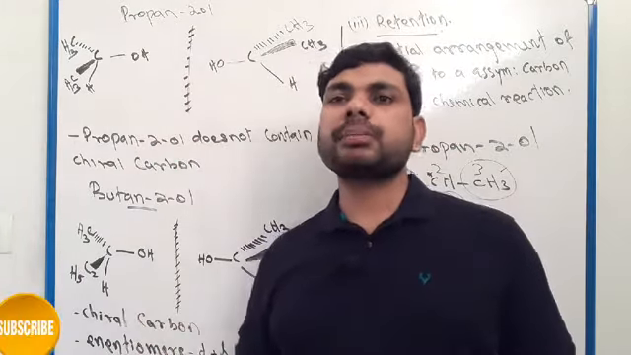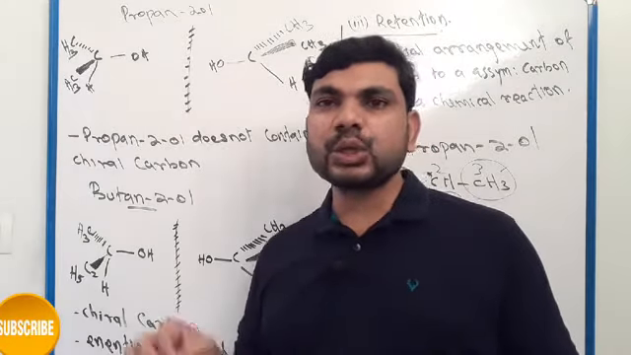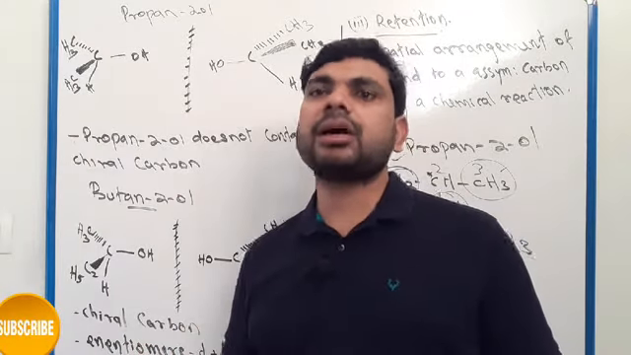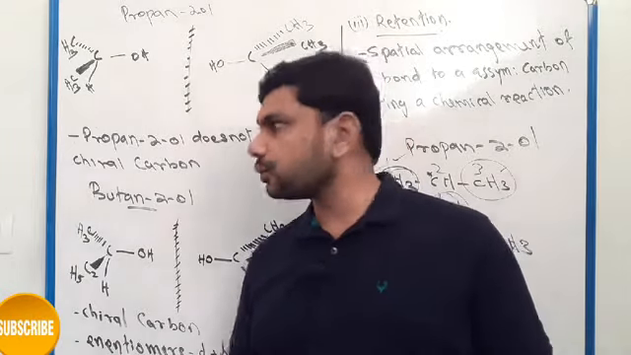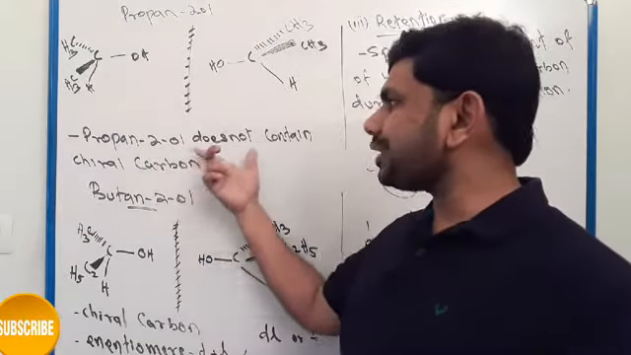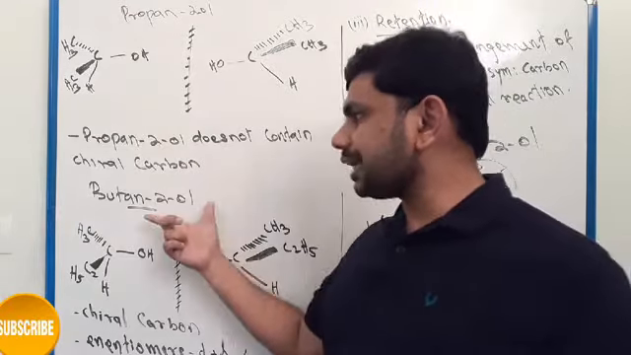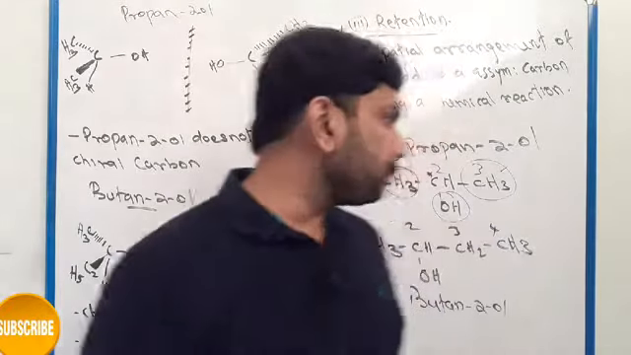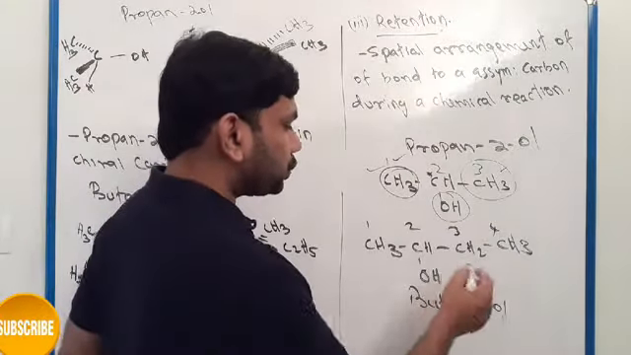Condition for optical isomerism, there must be a stereo center, there must be a chiral carbon with 4 different groups. But when you take butan-2-ol, this is the structure of butan-2-ol.